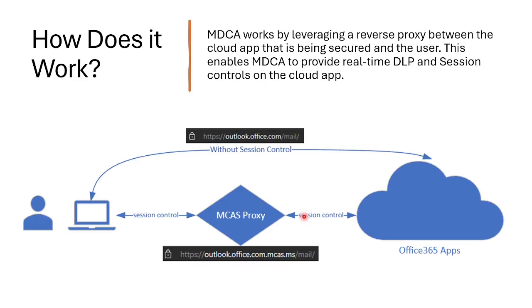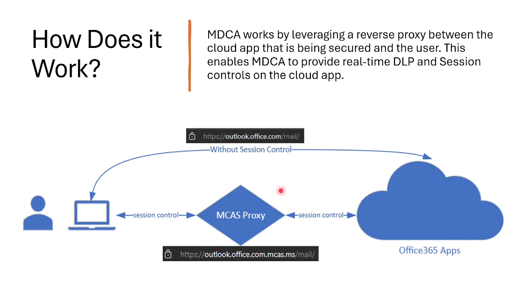Now let's backtrace things a bit and try to understand how conditional access app control with Defender for Cloud Apps works under the hood. Microsoft Defender for Cloud Apps, written here as MDCA in short, works by leveraging a reverse proxy between the cloud app that is being secured and the user. This enables MDCA to provide real-time DLP and session controls on the cloud app.